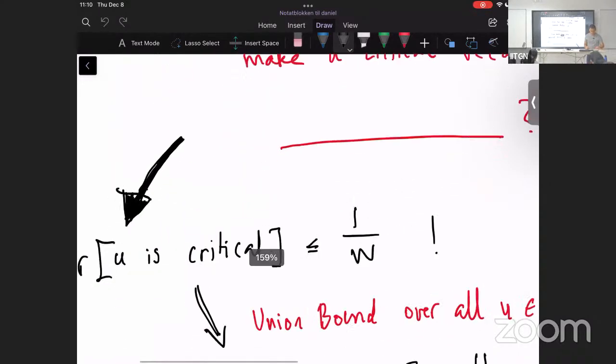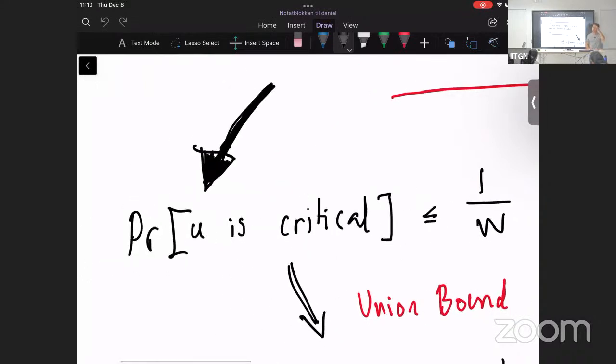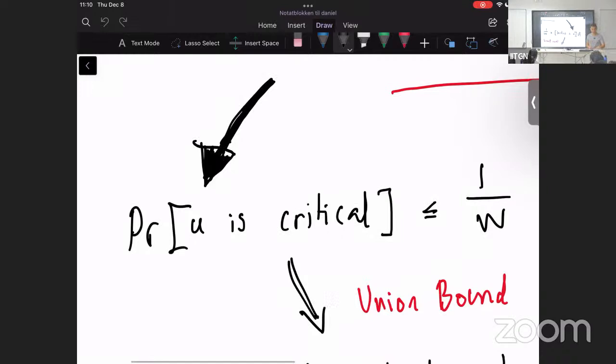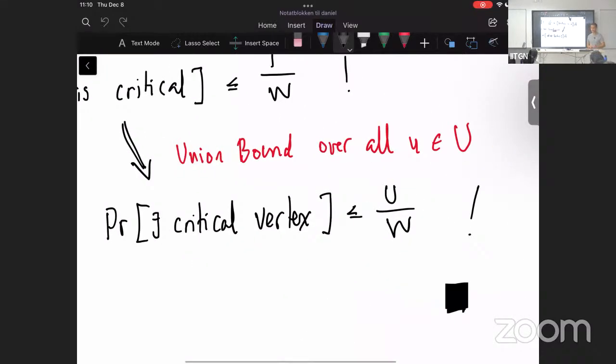Okay. But what does that mean? It means that the probability that U is critical is 1 over W, right? And now I union bound over all elements of the universe and get that the probability that there exists a critical element is the cardinality of U over W, which is just N over W, which is what we claimed, proving the lemma.